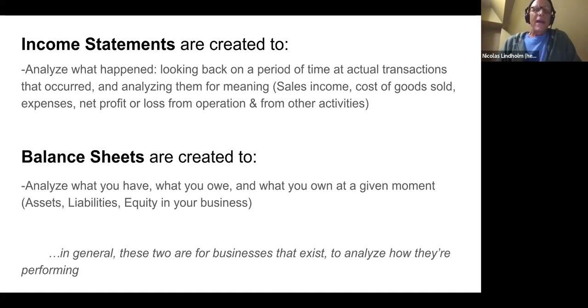You subtract expenses from income, and you get an idea of what the profit or loss from your operation is. And a balance sheet is a little bit different, because it's usually a snapshot of your business on a given day. It analyzes three things: what you have, what you owe, and what you own. Similarly to the income statement, it's a simple math formula. Your assets, what you have, minus your liabilities, what you owe, is your equity, what you own.